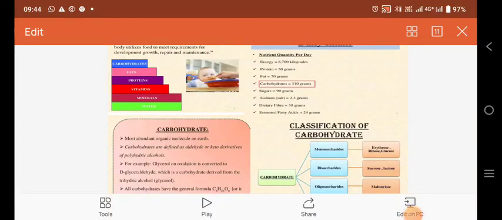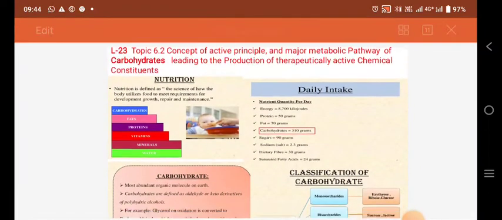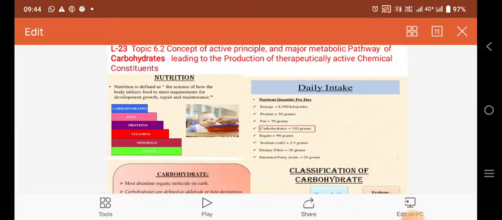So today we are discussing our topic. The next point is the concept of active principle and the major metabolic pathway of the carbohydrates leading to the production of therapeutically active chemical constituents. So here for our study, the carbohydrate and the proteins, these two pathways are there.